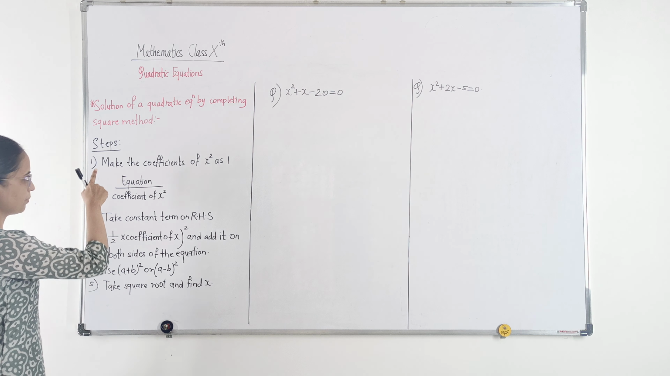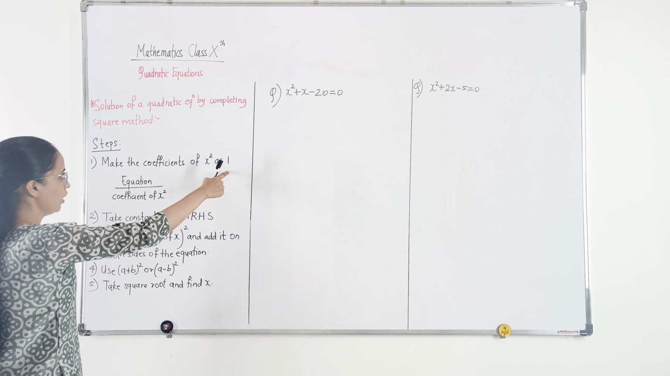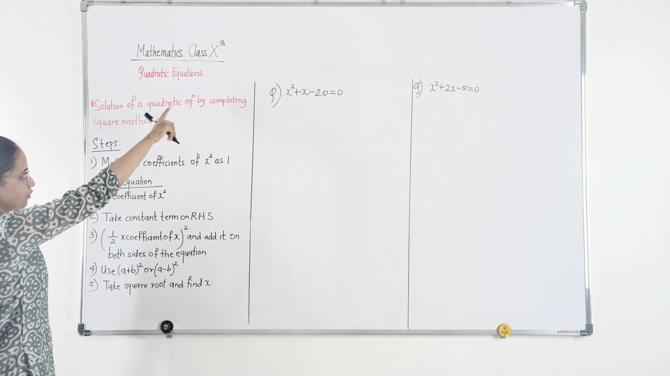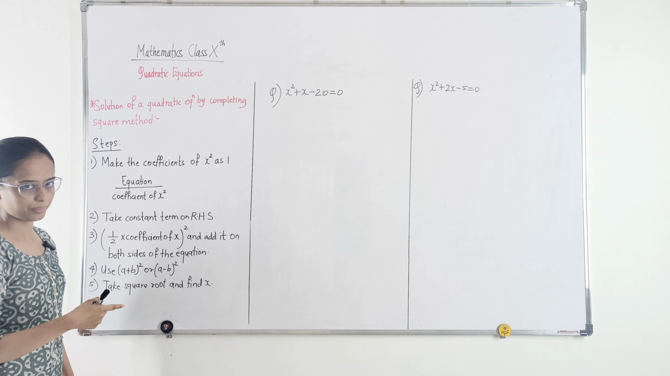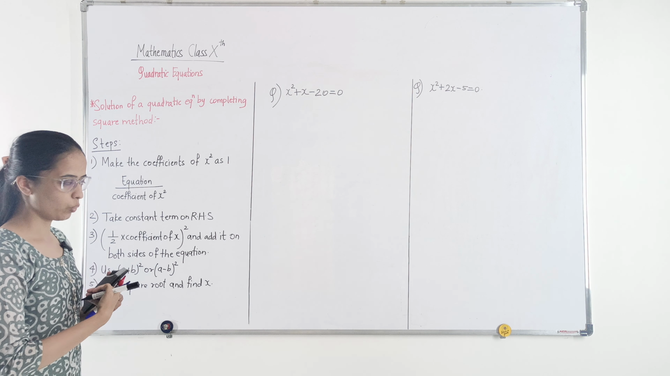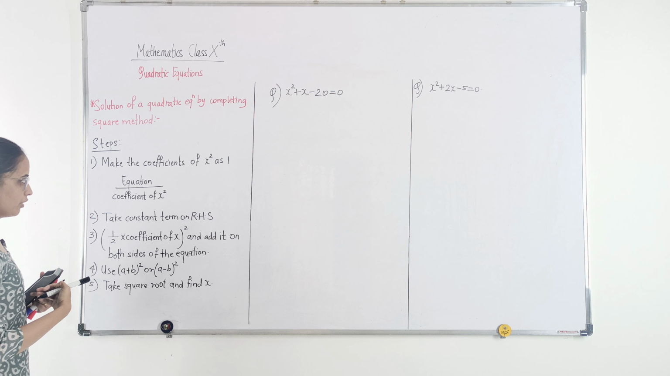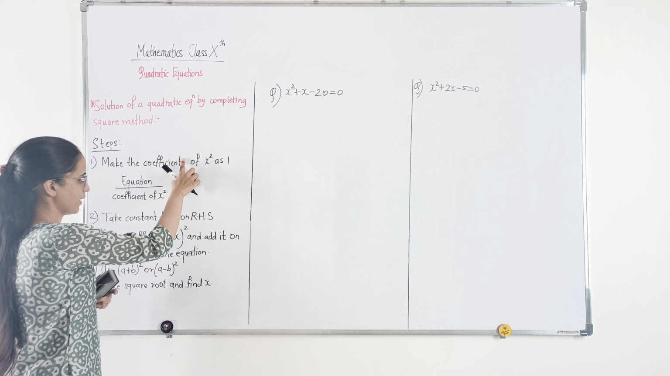Now here the first step says that we are supposed to make the coefficient of x square as 1. What is the significance of this name? That is, this particular method is called completing square method. Why is it called so? That you would understand once we have done one problem. So again, step 1 says that you are supposed to make the coefficient of x square as 1.